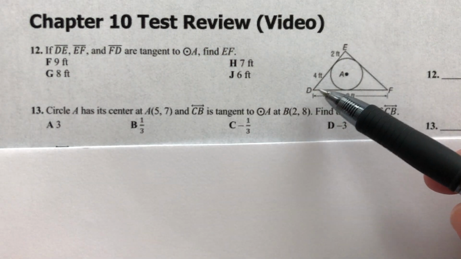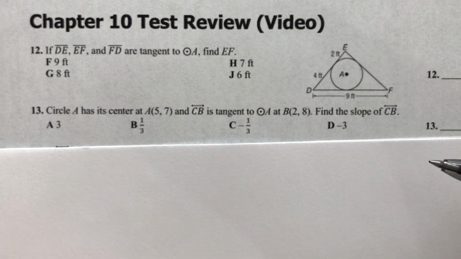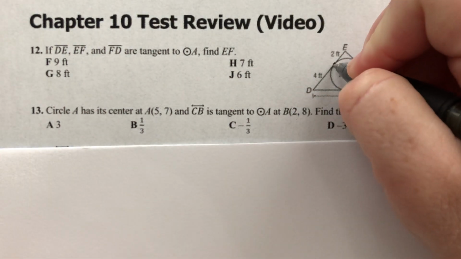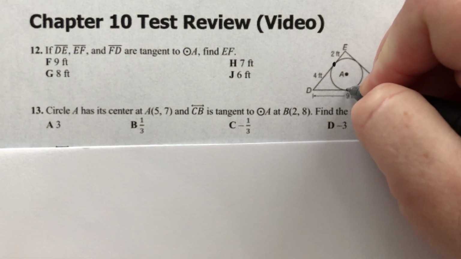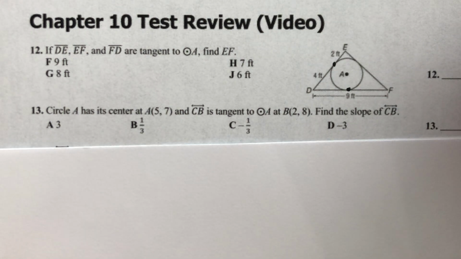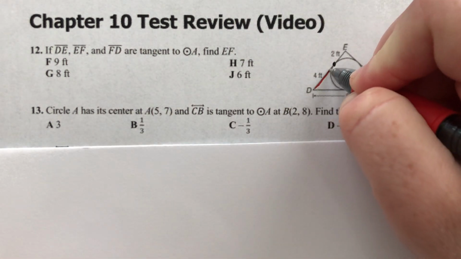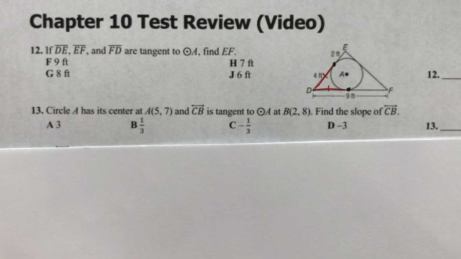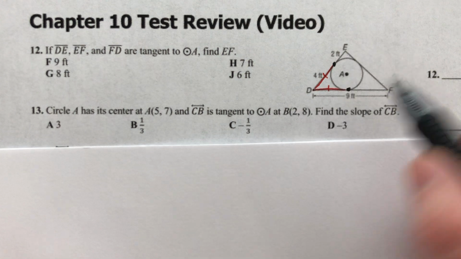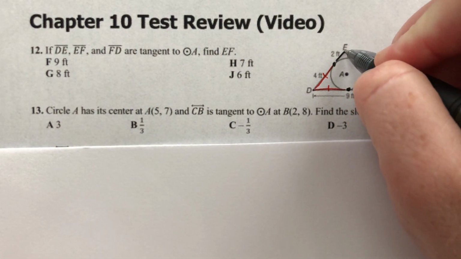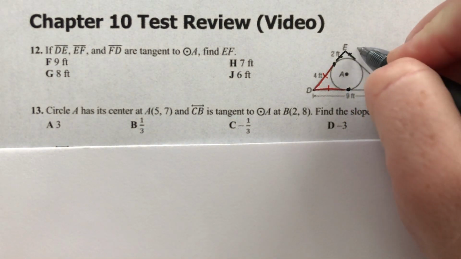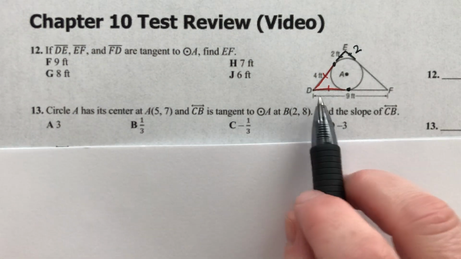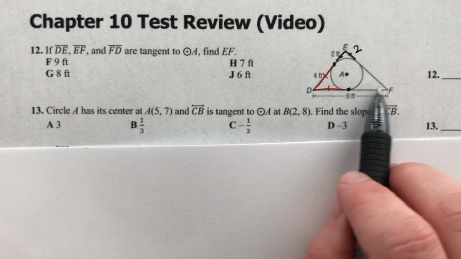So we know that whenever two tangent lines intersect, the distance of their point of intersection from where they touch the circle is congruent. So this side is 4 foot and this side is 4 foot. These are congruent. And then we know that this guy's 2 foot, so this guy has to be 2 foot. And then lastly here, this is 9 foot long.